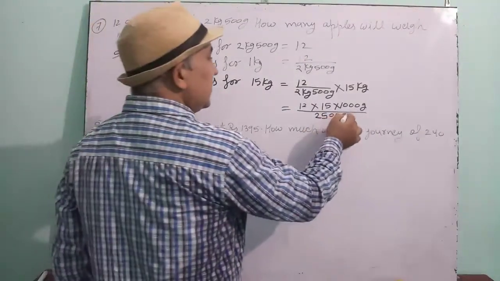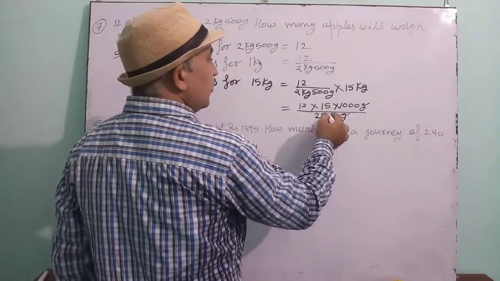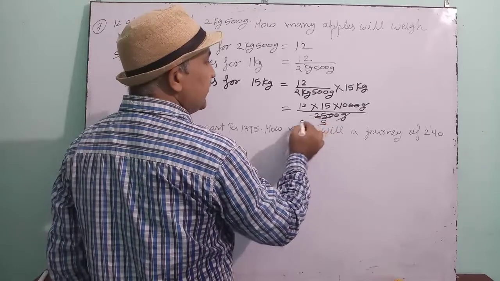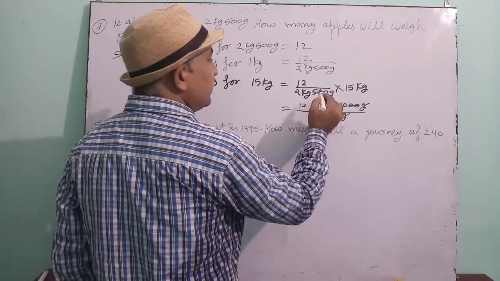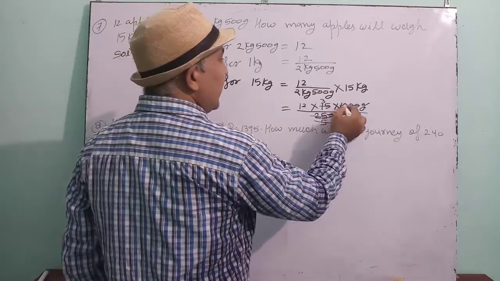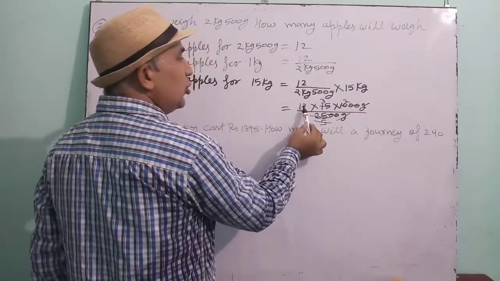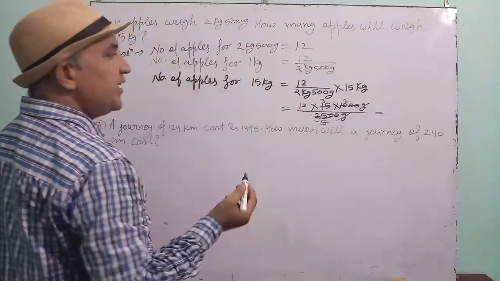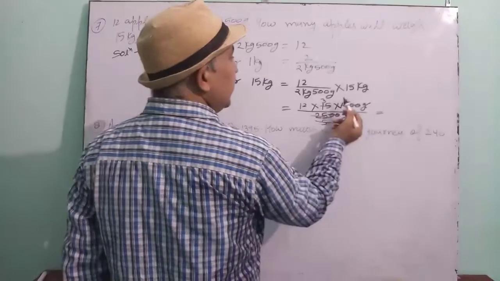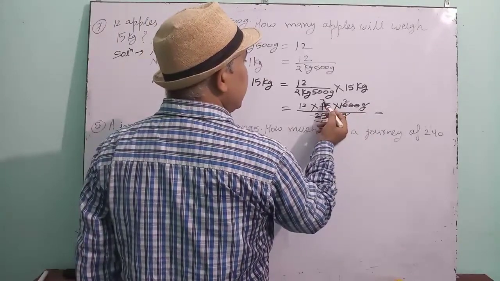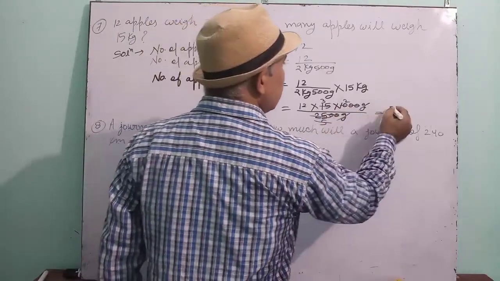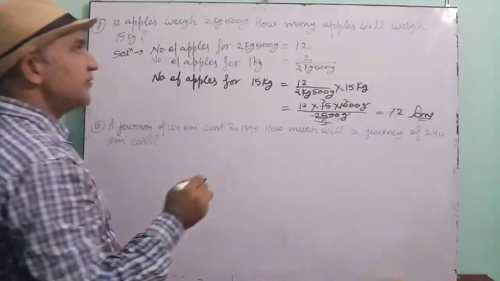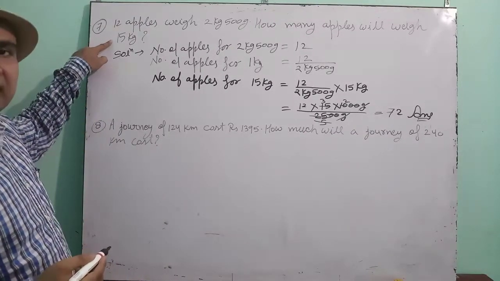Now you can see that gram cancels. Both the zeros are cancelling here. 5 divides 25 by 5 times. 5 divides 15 by 3 times. 5 divides 10 by 2 times. Now 12 into 3 into 2. How many apples are there? 12 into 3, 36. 36 into 2, 72. That means there are 72 apples in 15 kg.